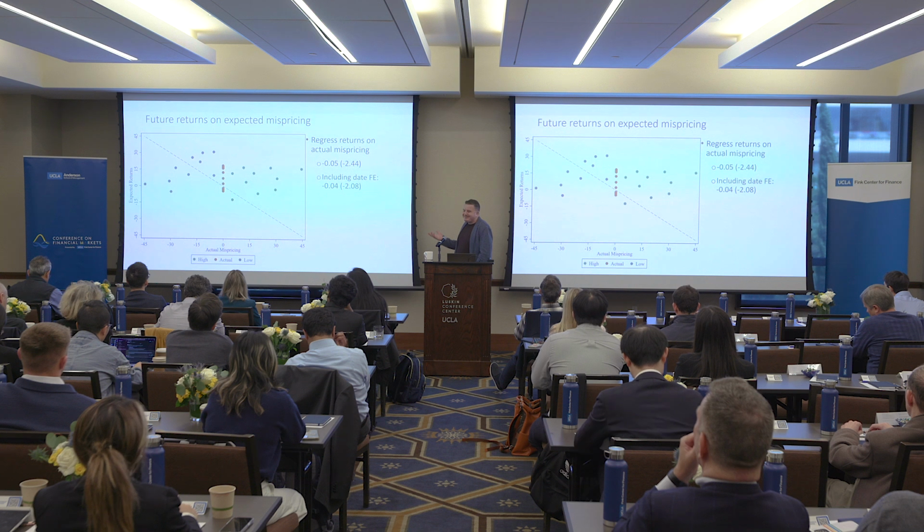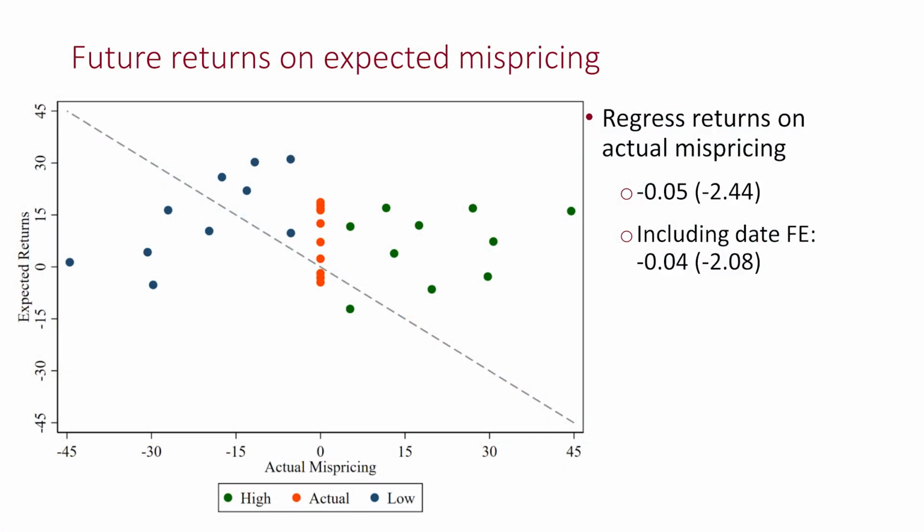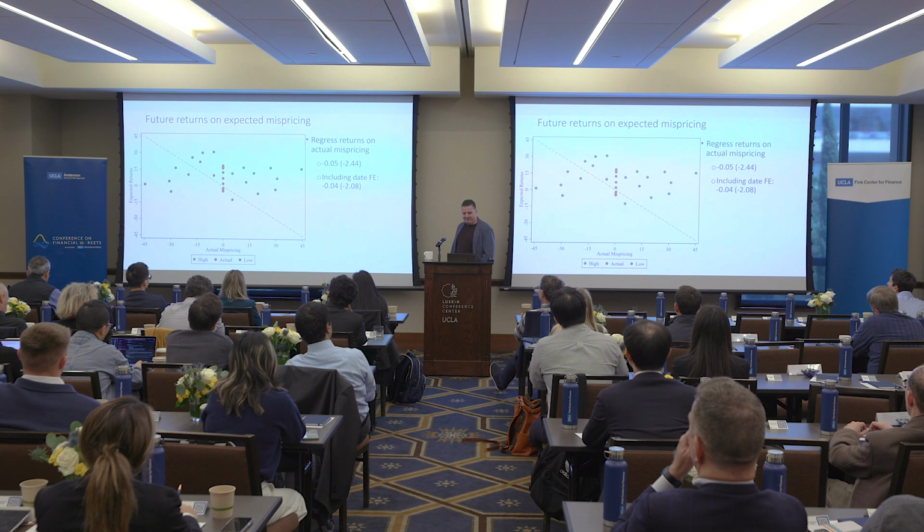And if we do that, people don't do much better. So here, it should be a negative correlation. You should get something close to -1. We're finding coefficients of about -0.04 here.